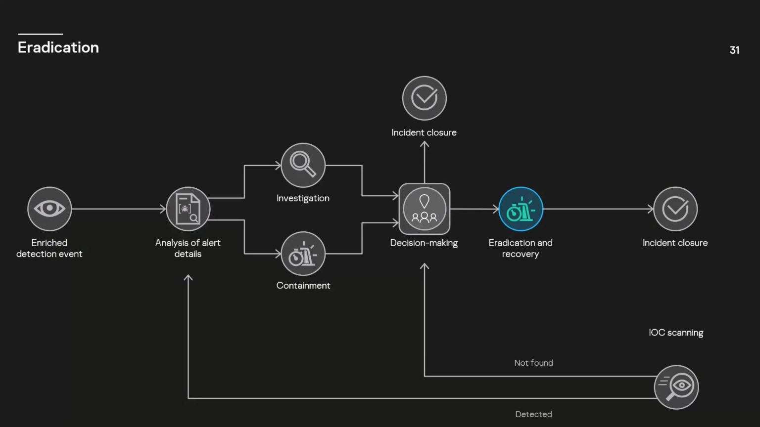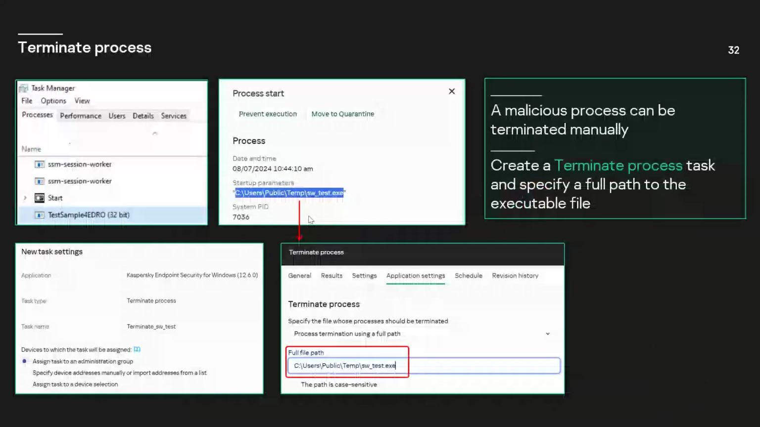So we are moving to the last phase of the incident response cycle. It's eradication and recovery. Here we have the following tools. We have a terminate process task. By default, it applies to executable files. You need to specify a full path, and this will terminate the process.